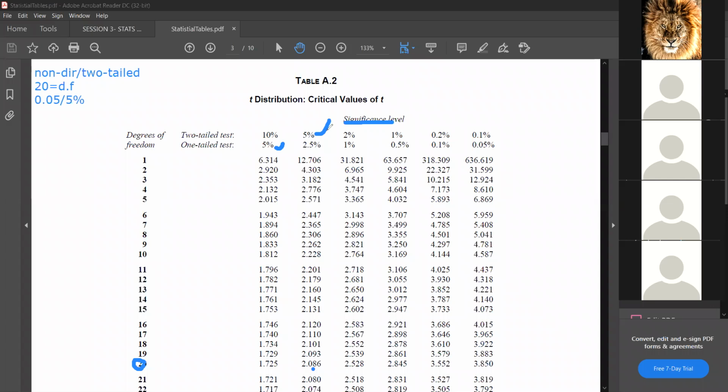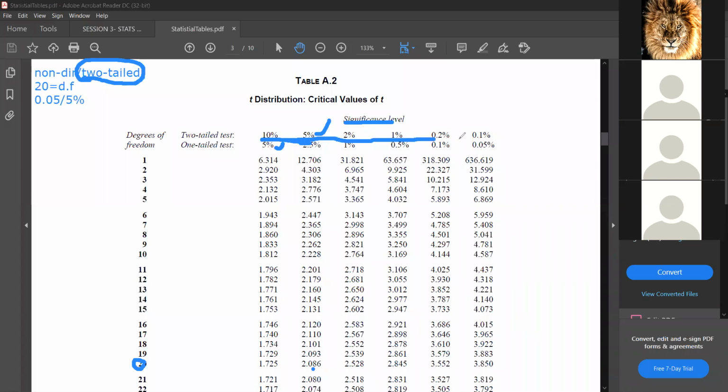And for you to know the one to use, it depends on this side. They've indicated two-tailed here, two-tailed test. This one is one-tailed test. Then you ask yourself, within the question, my hypothesis, was it two-tailed or one-tailed? And it was two-tailed, so it means two-tailed. And the two-tailed is on top, telling you that you're supposed to pick your level of significance around this side. These are the levels of significance you're supposed to pick.